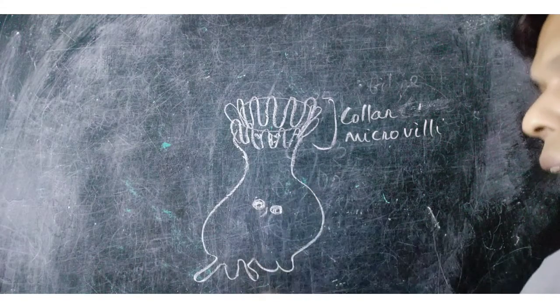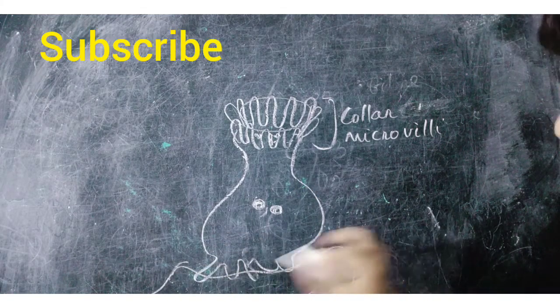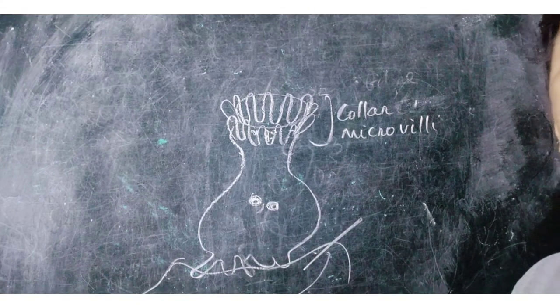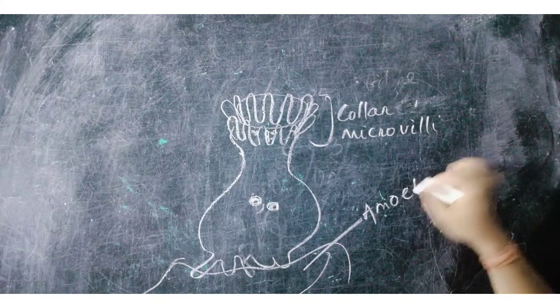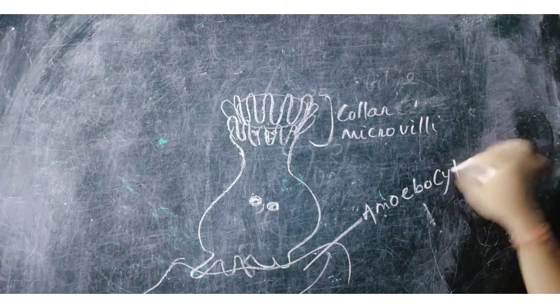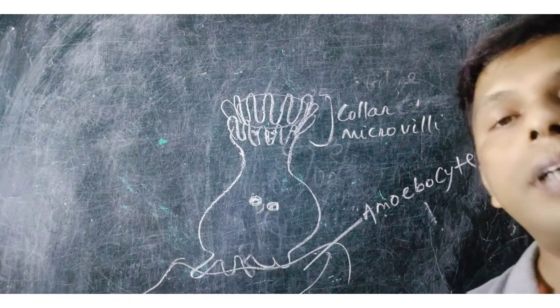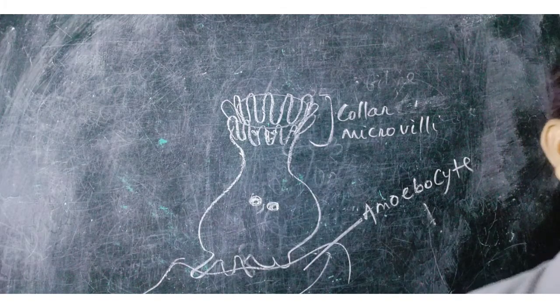particles get digested inside it, and below it there is another cell. This cell is amoebocyte. Through this amoebocyte cell, the food is transported to different parts of the body. So the digestion is intracellular. It takes place inside one cell.